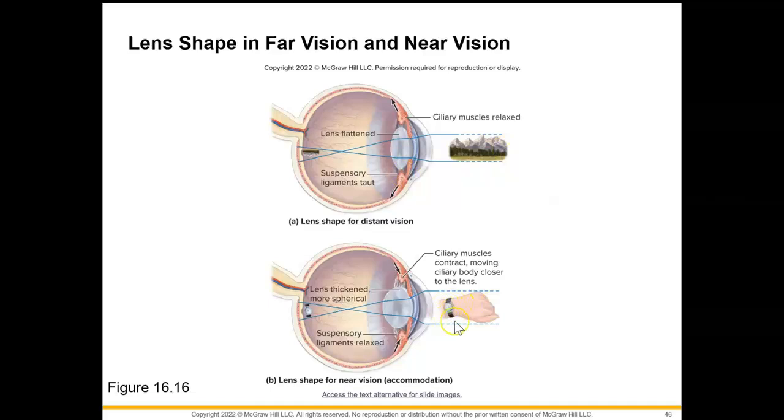Now, if you were to look at the time on your watch, the lens is going to have this thickened, more spherical or fat look to it. And it does this because the ciliary muscles are contracting, moving that ciliary body closer to the lens itself, and that causes the suspensory ligaments to relax.